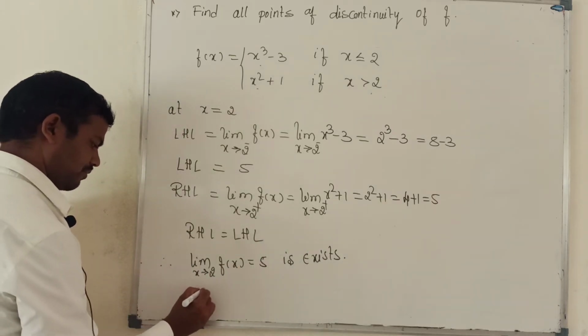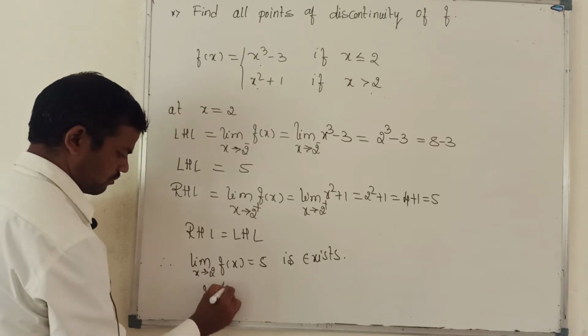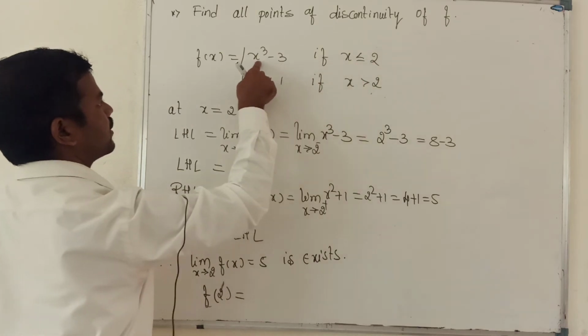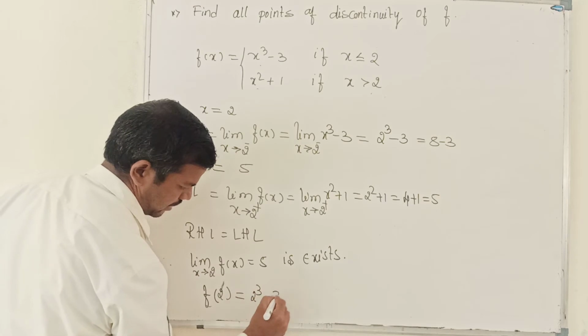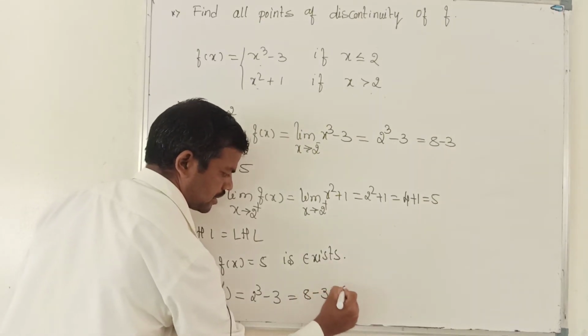And we will find out the value of the function f of 2. f of 2, let us see: when x equal to 2, we have x cube minus 3, that is 2 cube minus 3. 2 cube minus 3 is 8 minus 3, and 8 minus 3 is 5.